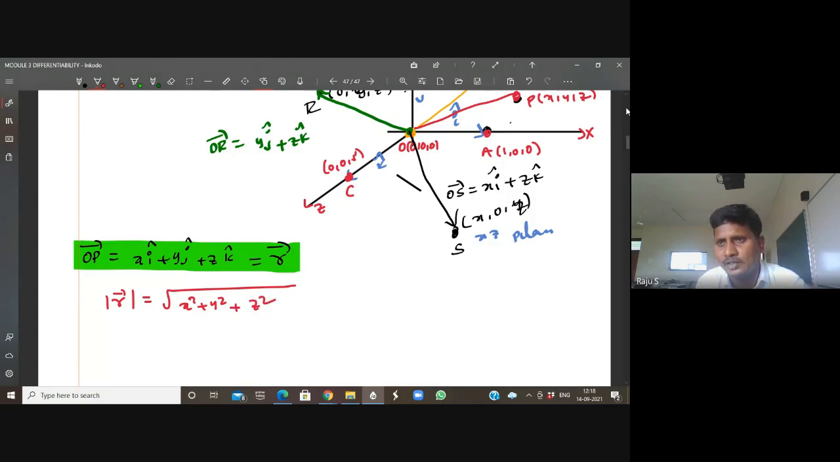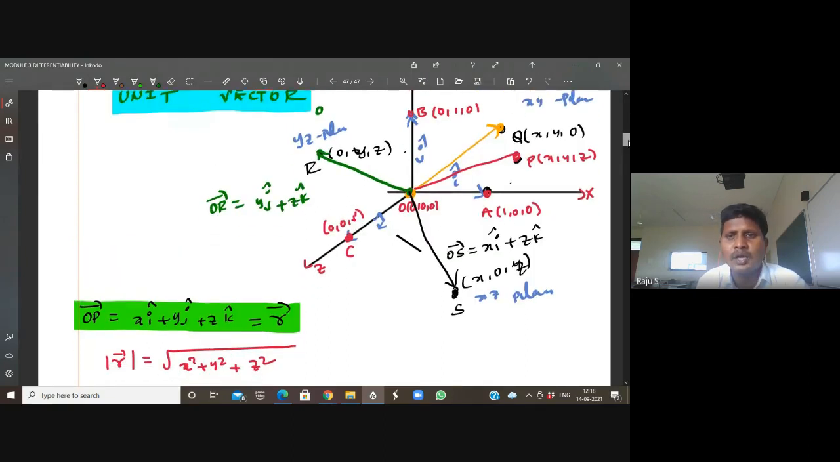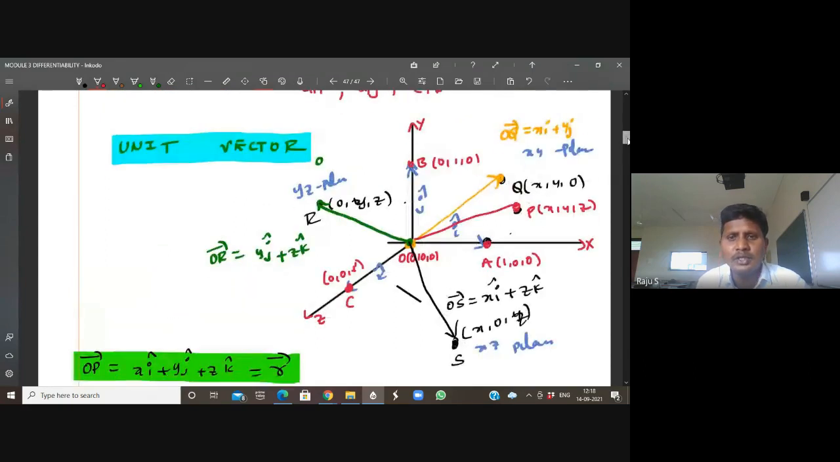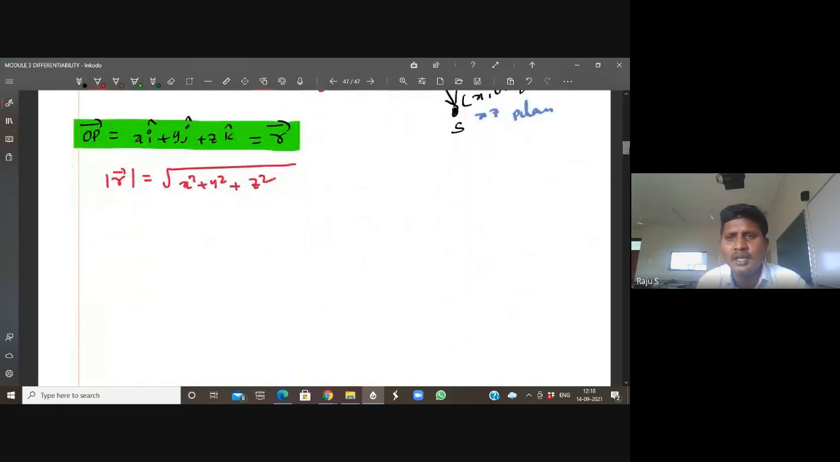This will give the magnitude. So right, the next concept is the unit vector.